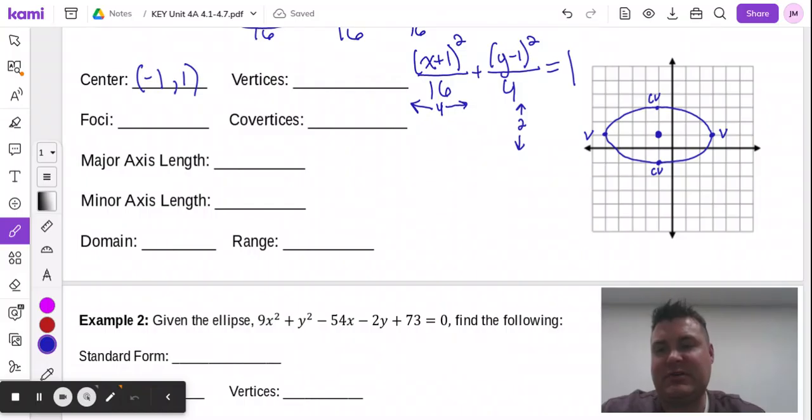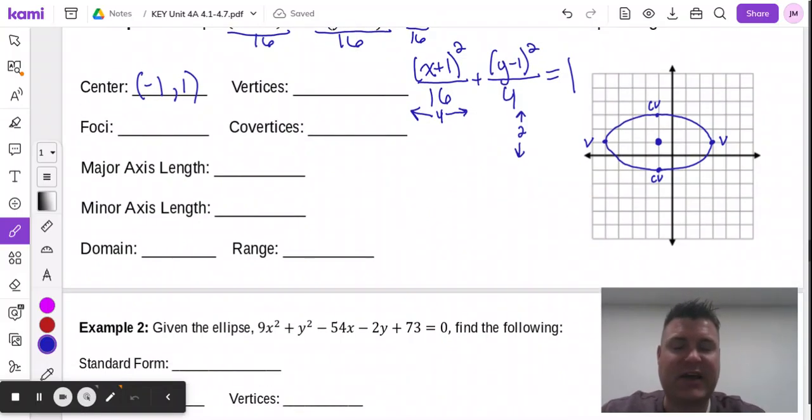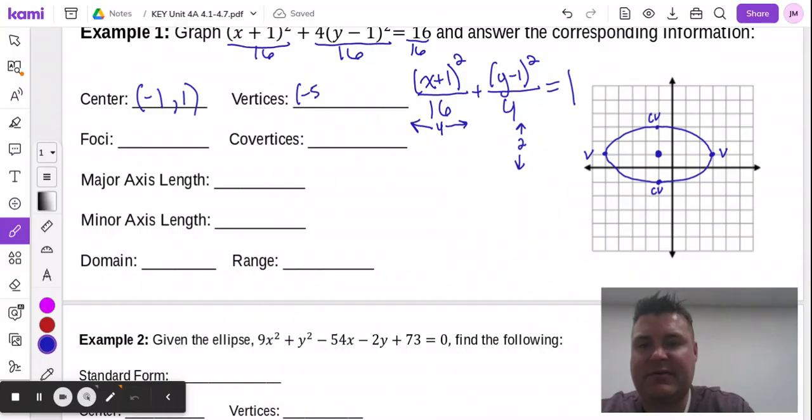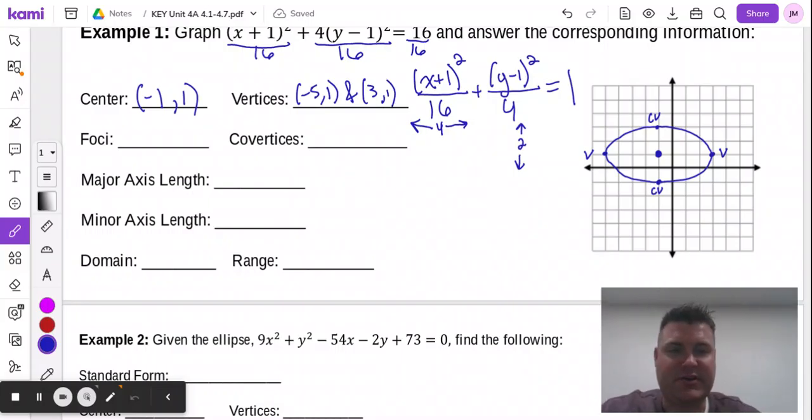So now I can pretty much answer almost everything here. I'll do foci later. I've already plotted the vertices so you can clearly see what they are. The first vertex you want to look at is at -5, comma 1. If you notice, I have the same y value as the center. And the other is 3, comma 1. Those are the vertices.